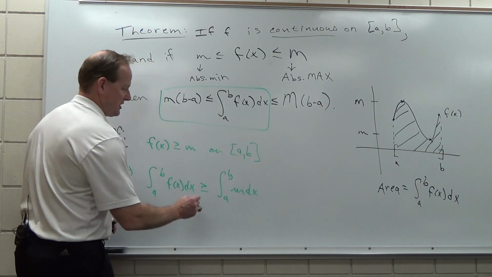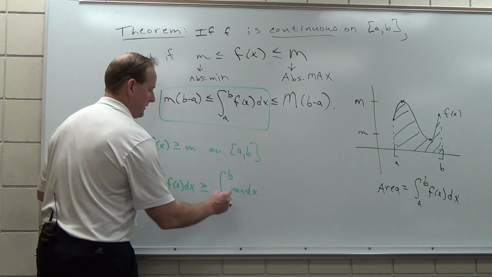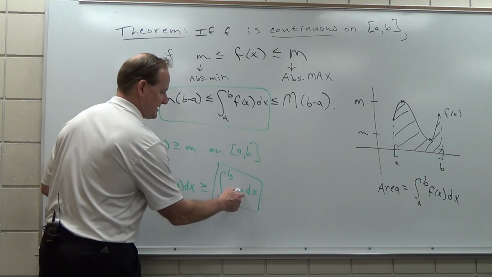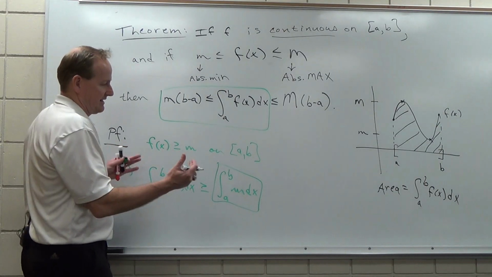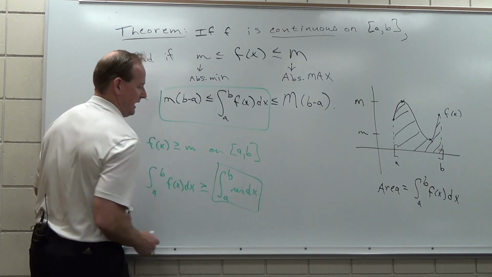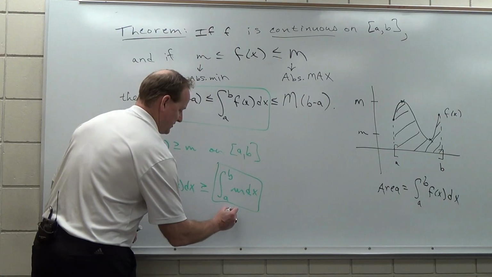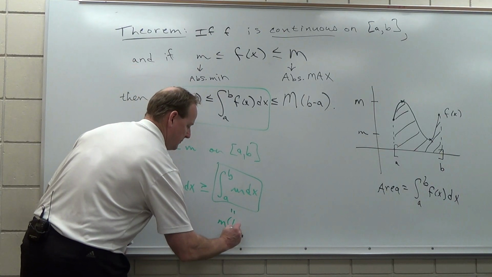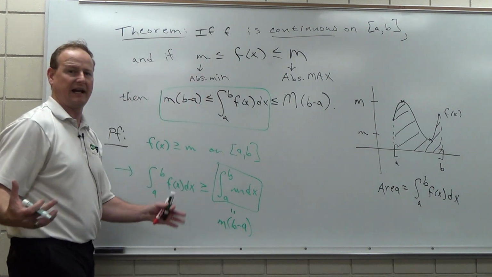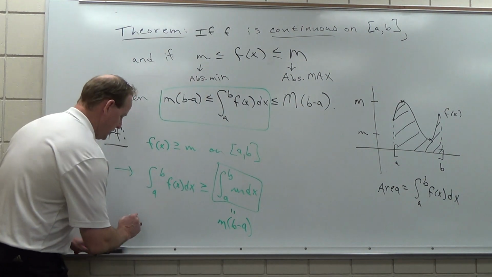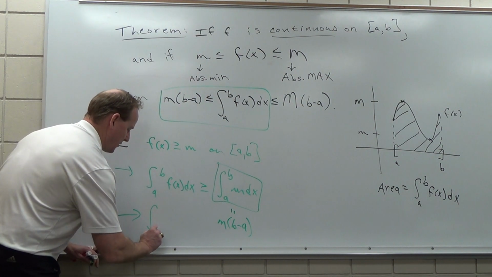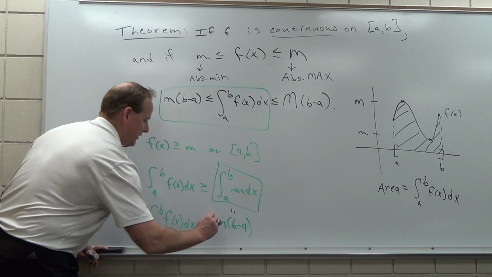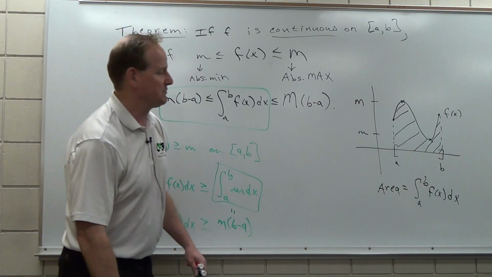And then what we can actually do is use a theorem here that says the definite integral from a to b of a constant, remember that's a constant height, which is just a number, with respect to x, is going to equal the constant, which in this case is little m, times b minus a. That was a theorem that I gave you in a previous video, right? So we do know that the definite integral from a to b of f of x with respect to x is going to be greater than or equal to little m times b minus a.